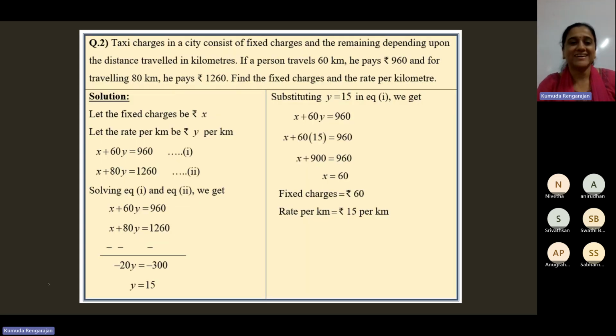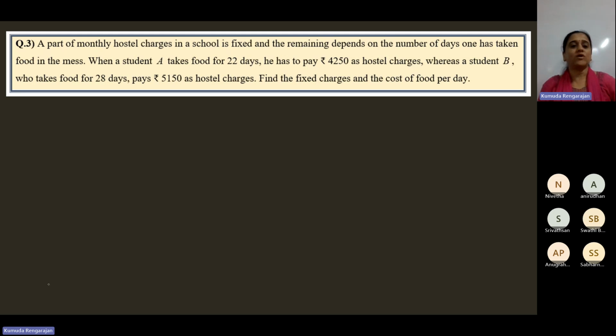Okay. Next one. A part of monthly hostel charges in a school is fixed, and the remaining depends on the number of days one has taken food in the mess. So, in a hostel, you have to pay some money. You are meaning a fixed cost. So, X. You're a hostel, you have to pay X.